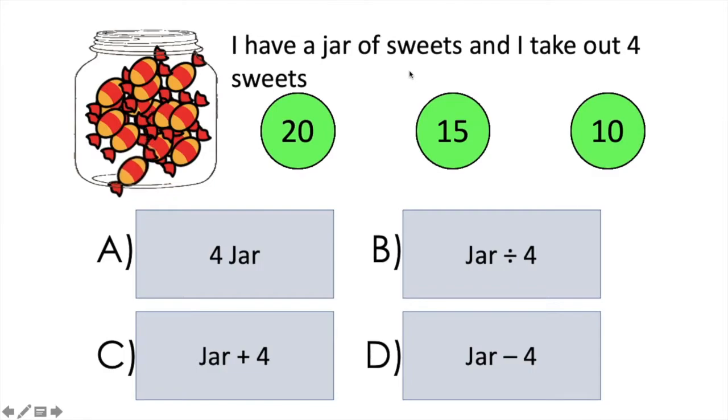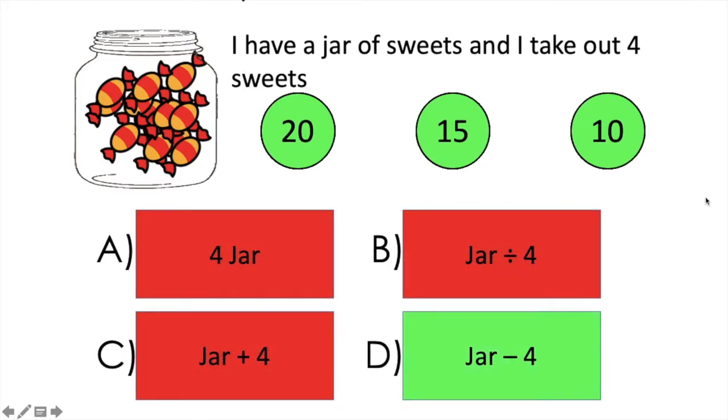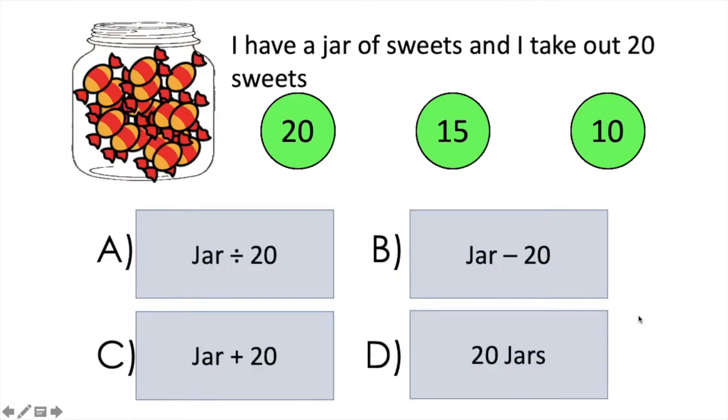I have a jar of sweets and I take out 4. 1, 2, 3, and 4. So select what you think the right answer is. Excellent. Hopefully you realise we have the jar and we minus 4.